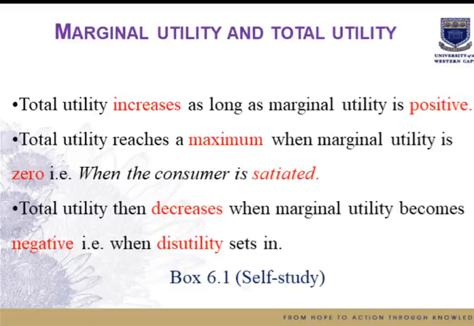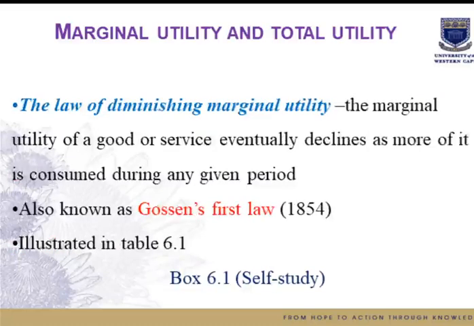Then secondly, we notice that total utility reaches a maximum when marginal utility is zero, or after the consumer is satiated. Then lastly, total utility decreases when marginal utility becomes negative, or when disutility sets in. Please take some time to study box 6.1, which outlines the relationship between average, total, and marginal values.